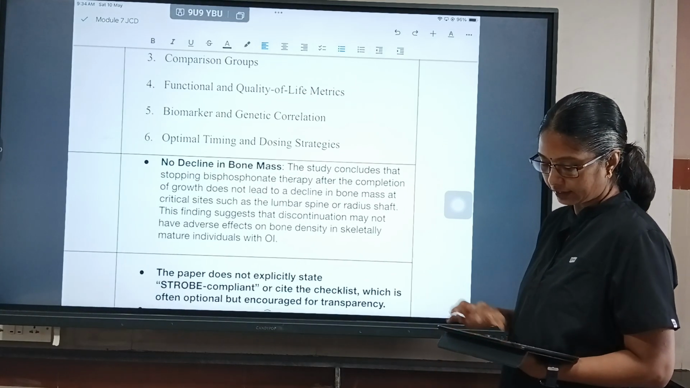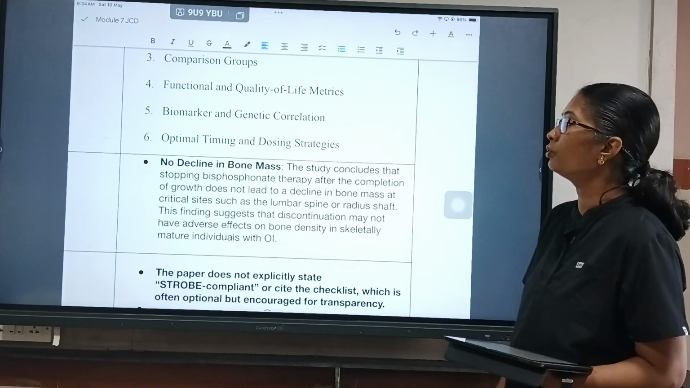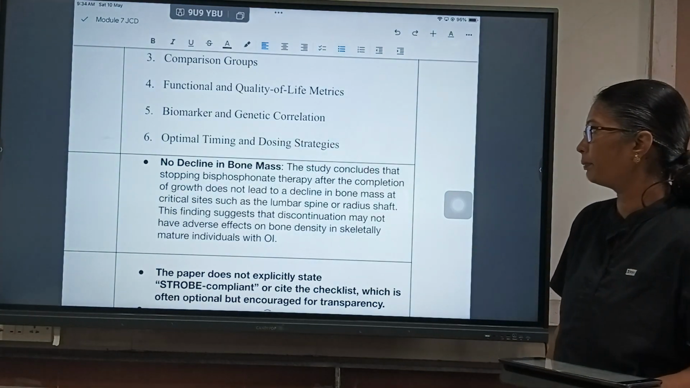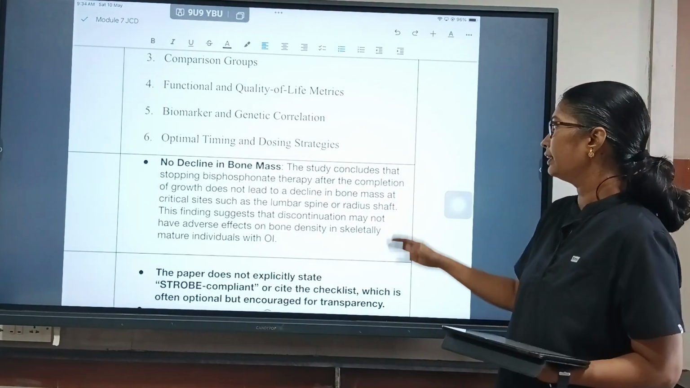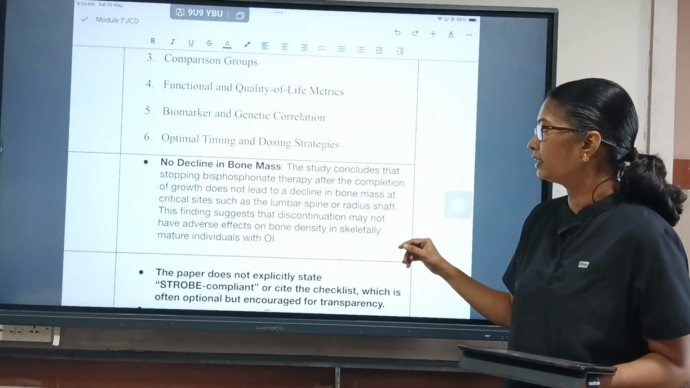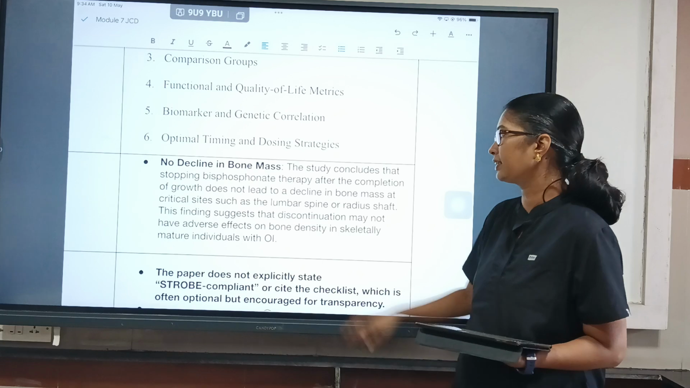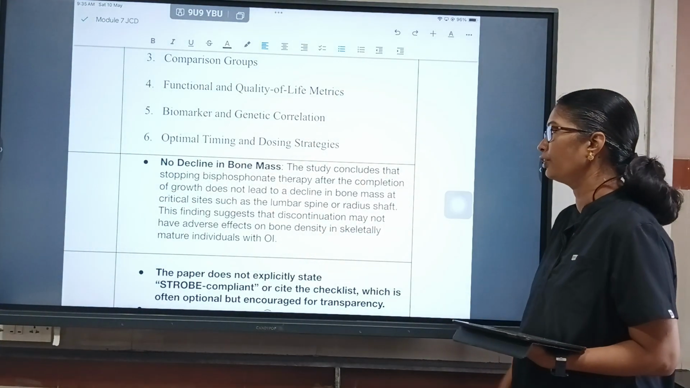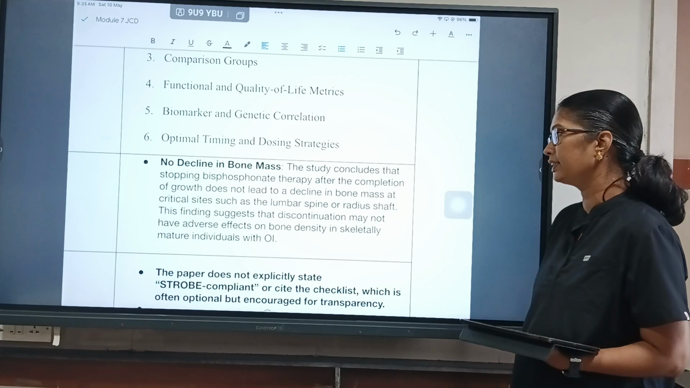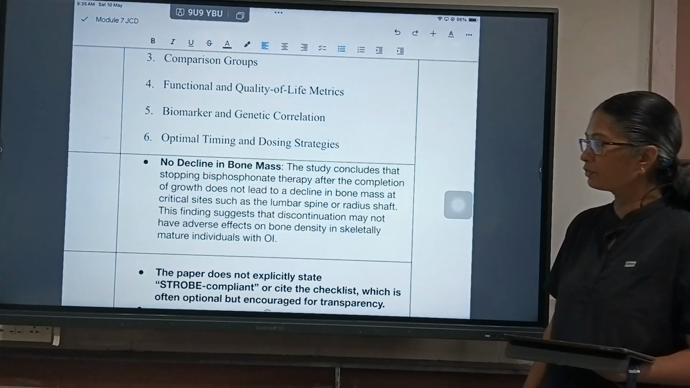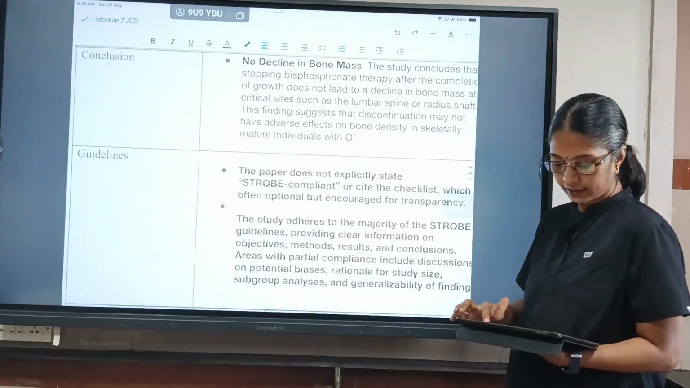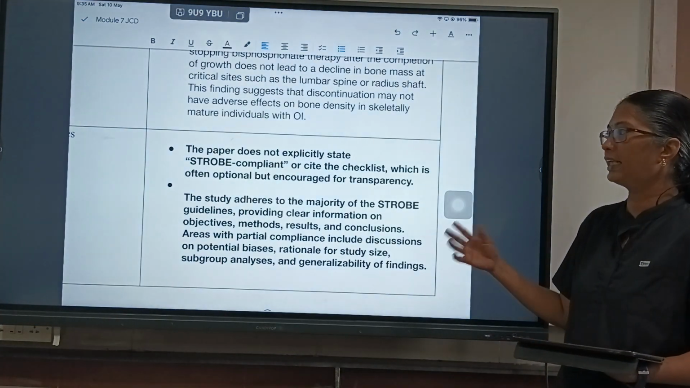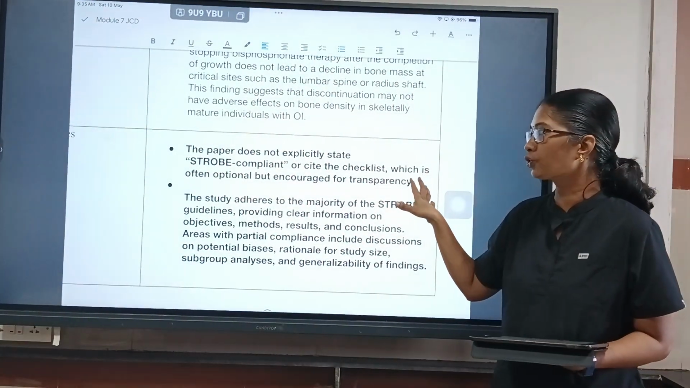So this study concluded that there is no decline in bone mass after stopping bisphosphonate therapy after the completion of growth, and it does not lead to a decrease in bone mass at critical sites such as the lumbar spine or the radius shaft. So this finding suggests that discontinuation may not have an adverse effect on bone density in skeletally mature individuals with osteogenesis imperfecta. And this study is an observational study, but did not state that they had followed the STROBE guidelines.